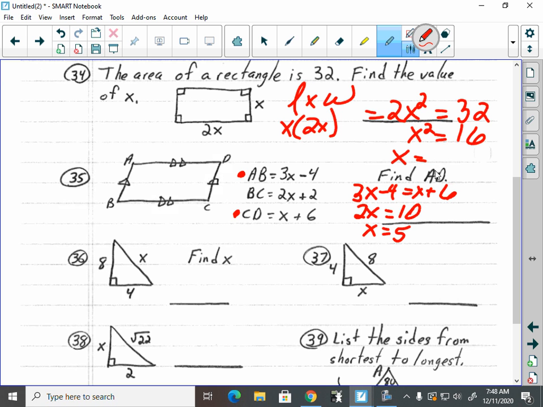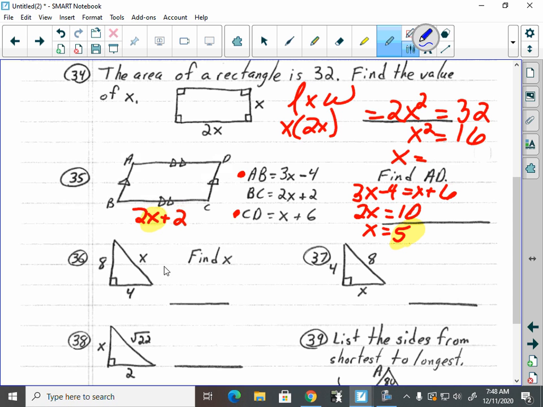Plug it into AD, but then you walk over here and you're like, what? There's no AD. But BC is 2x plus 2, and since this is a parallelogram, opposite sides of a parallelogram are congruent. You're going to take this 5, plug it in right there, and whatever that answer is, it's the same answer up here. Okay? Next.